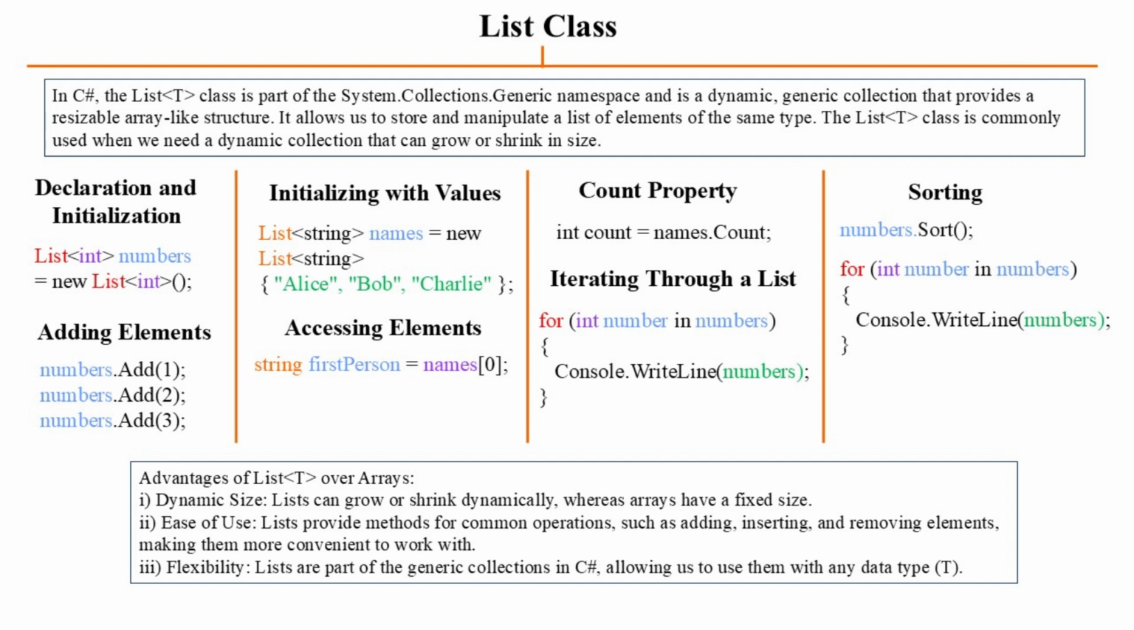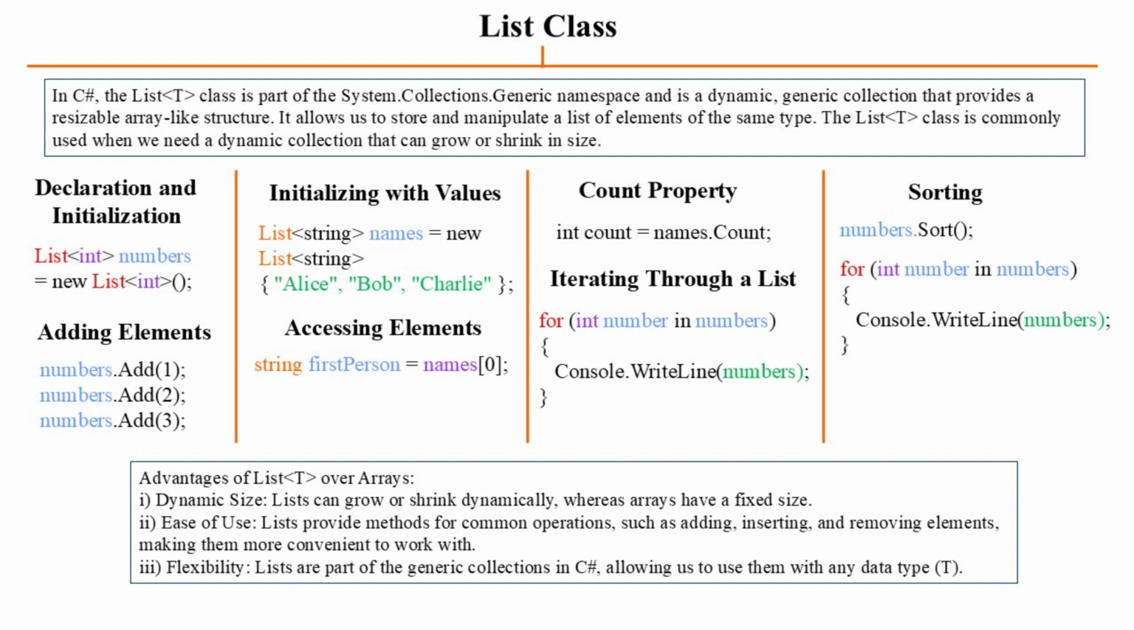First, declaration and initialization. In the declaration and initialization example, the program declared variable numbers as an empty list with integer type. Second, adding elements. The Add method adds elements into the list. In the adding elements into list example, the program adds values 1, 2, and 3 into the list numbers.